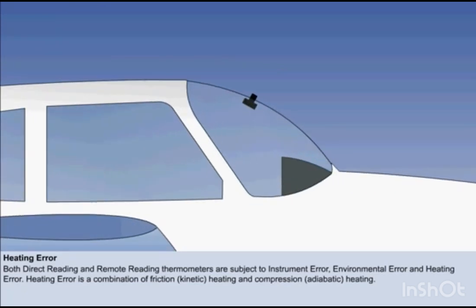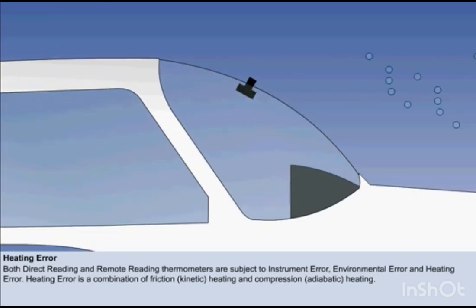Kinetic heating is the main contributor to the temperature rise effect in the direct reading thermometer. As the speed increases, more and more molecules of air per second impact against the flat plate at the front of the probe. This causes a temperature rise due to friction.